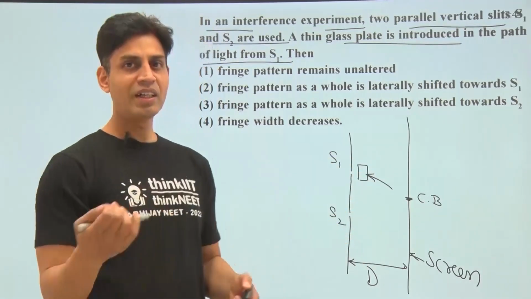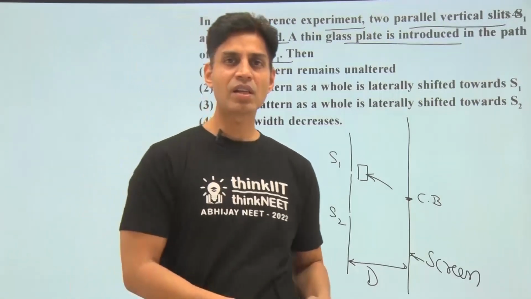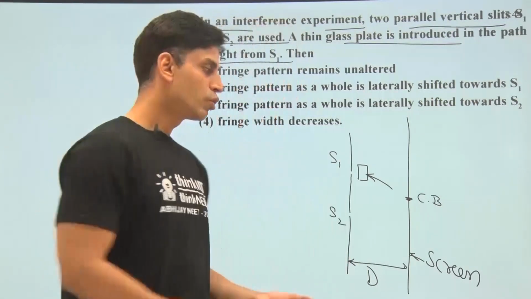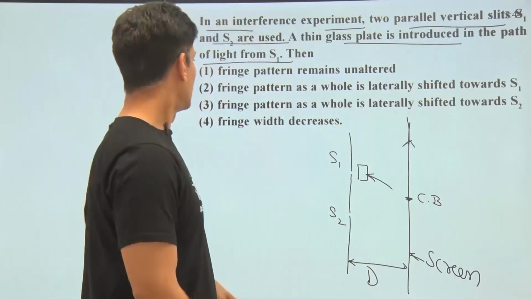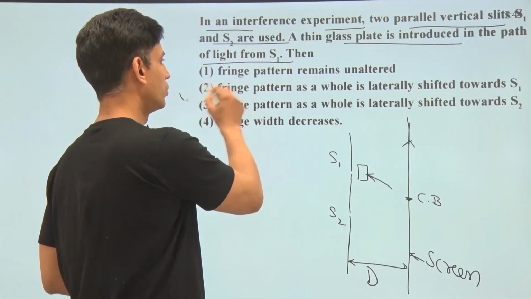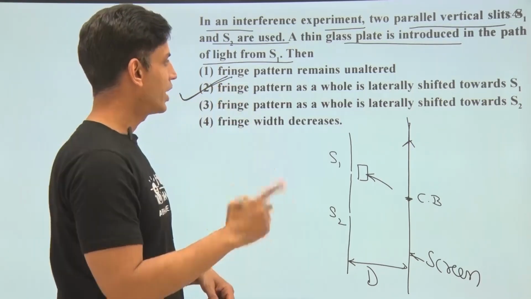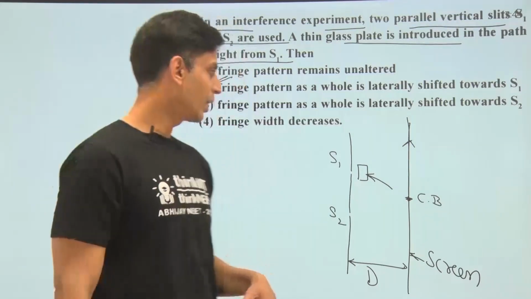We are observing the interference of light, and obviously interference in light will be observed on the screen. So the pattern will shift upward. Got it? The pattern will shift laterally towards S1. So option number 2 is the correct one.